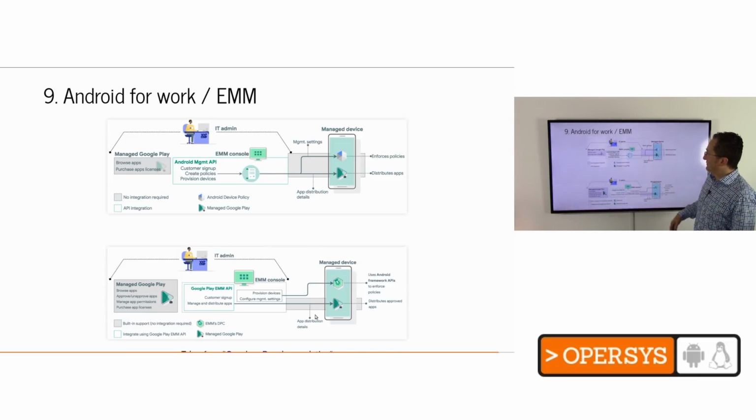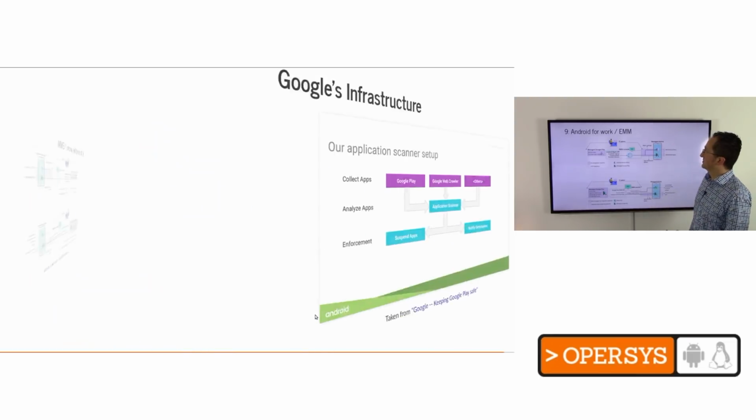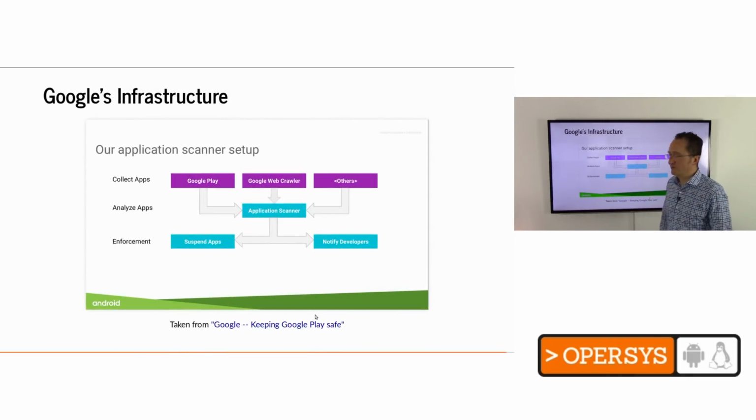So you can have effectively the default Android device policy manager on the device. Or you can create your own specific thing, and then you have to use their APIs and so on and so forth. All right.